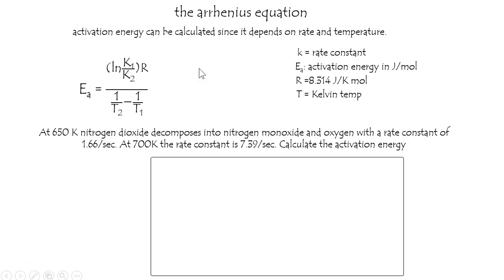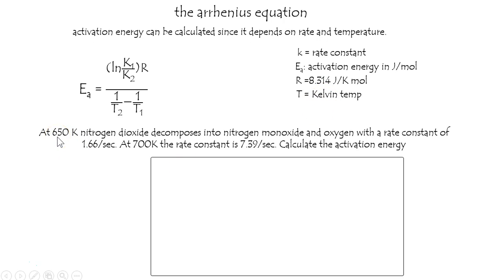Usually it's expressed in not very useful formats. I've rearranged it here so we can plug in directly to solve for the activation energy. It's equal to the natural log of K's at two different temperatures, that's rate constants at two different temperatures, times R, an energy source for R, which is given here. If you have enough data, it should be directly plug-in. Notice you have to use Kelvin for your temperature.